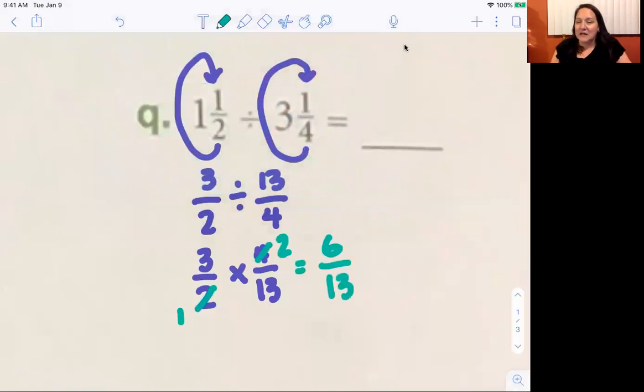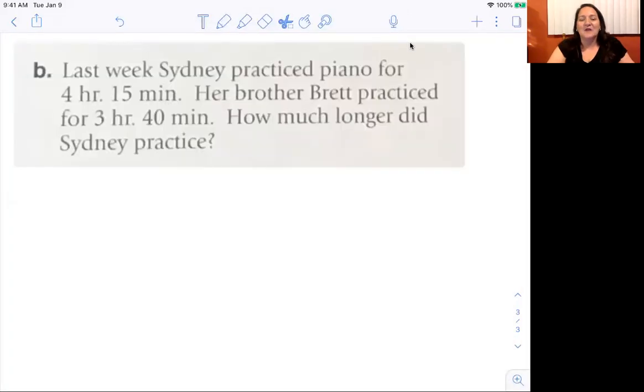Do I need to reduce any further? Nope, because I have already done the reduction when I did the cancellation. So our final answer is 3/26. Okay, guys, so if you look at 2B, you have a different problem on your paper.